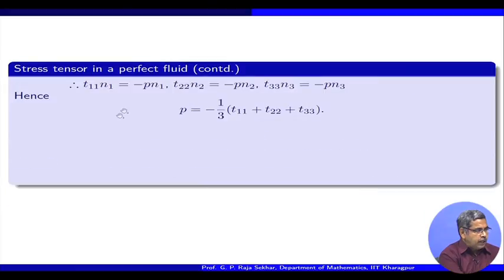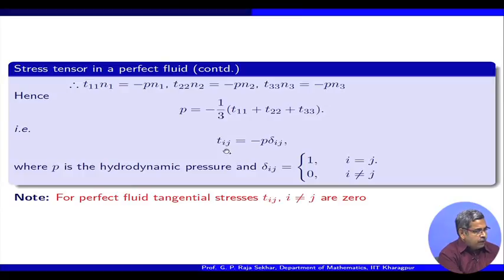Therefore, what we get is this. Okay. So, only the corresponding diagonal entries are equal and one can define p from this. So, p is nothing but the average of the diagonal entries. Okay. So, that is what we got.